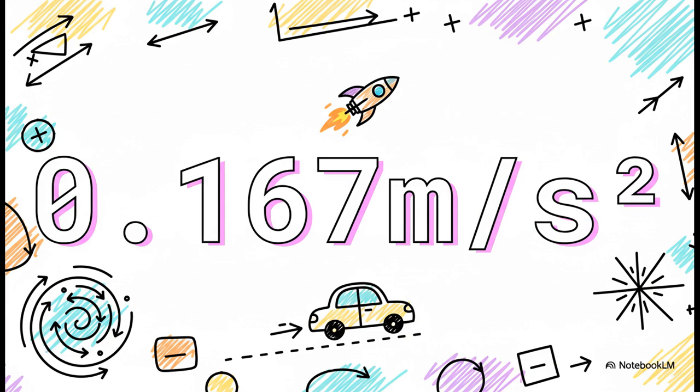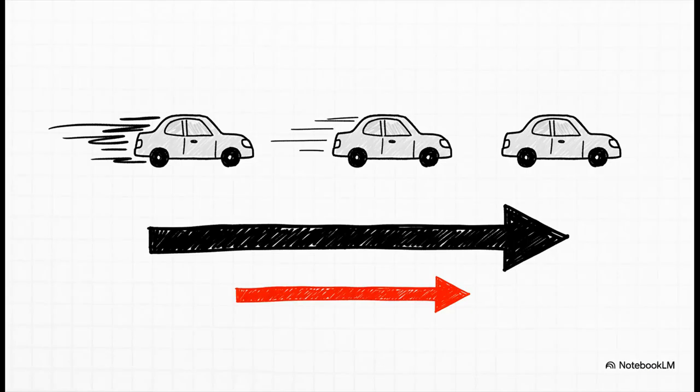Now, I know that unit looks a little weird. Meters per second squared? All it really means is that for every second that goes by, the Ferrari's speed increases by 0.167 meters per second. See? Not so complicated. And of course, it works the other way too. When you hit the brakes, your initial velocity is high and your final velocity is low. We call that deceleration, and it's really just a negative acceleration.